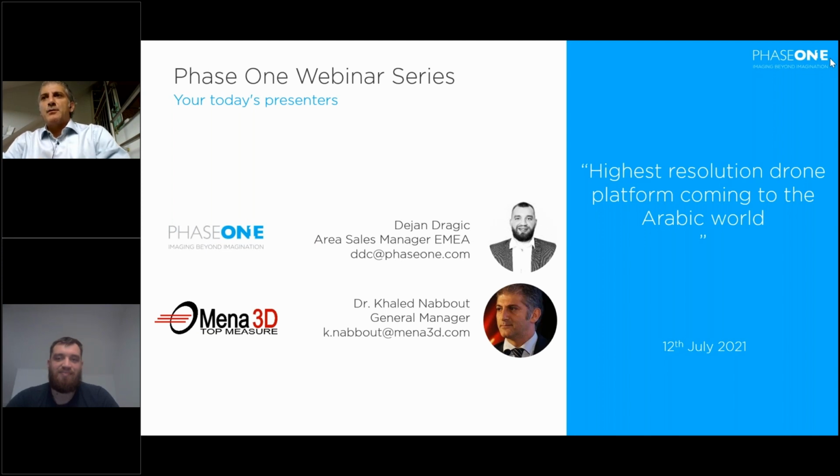We were very happy that we started cooperating recently with Phase 1 and to introduce, as Dejan said, the highest resolution P3 sensor, which can be mounted on different drones and one of the commercial drones, the M300. So the idea behind it is to show the Arabic world, as Mena 3D is a company focused on the Arabic world, to always present the latest technology in this world.